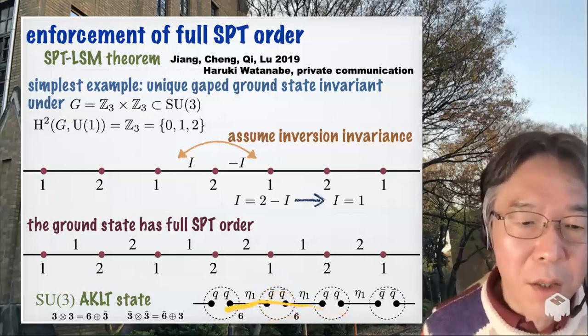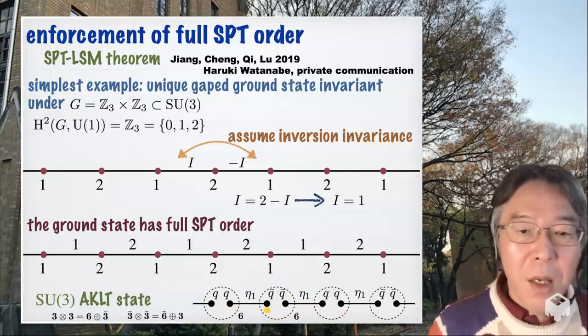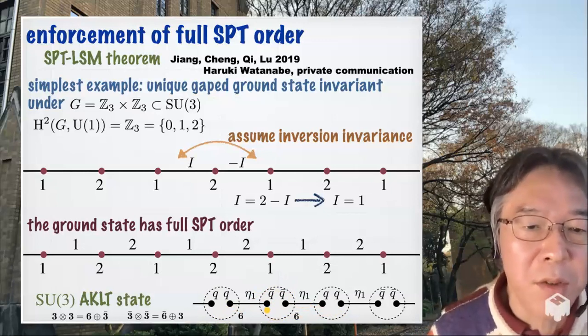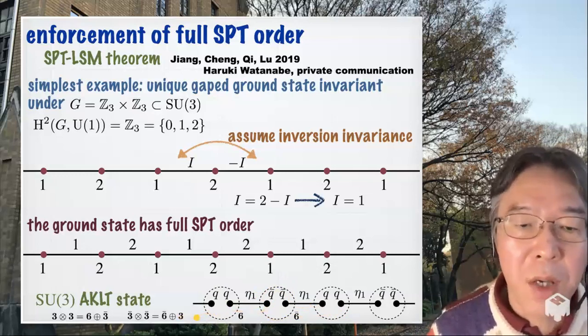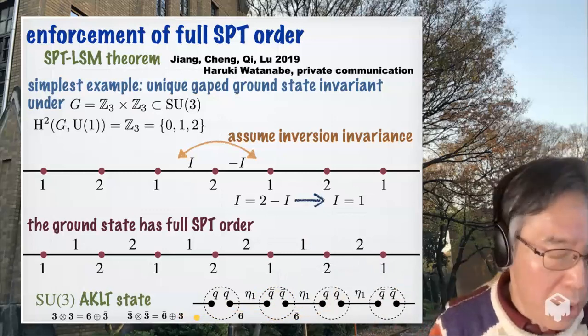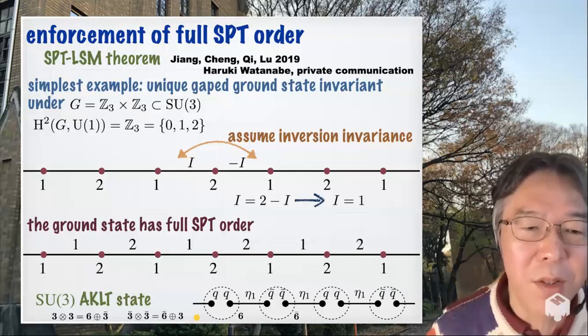And I didn't say this, eta 1 is the singlet pair of SU3. And this defines a Z3 cross Z3 invariant state. This is actually an SU3 invariant state, which is also an MPS. So you can write down the parent Hamiltonian, and you can show that it has a gap and so on. But anyway, this is very artificial, but this is an example.